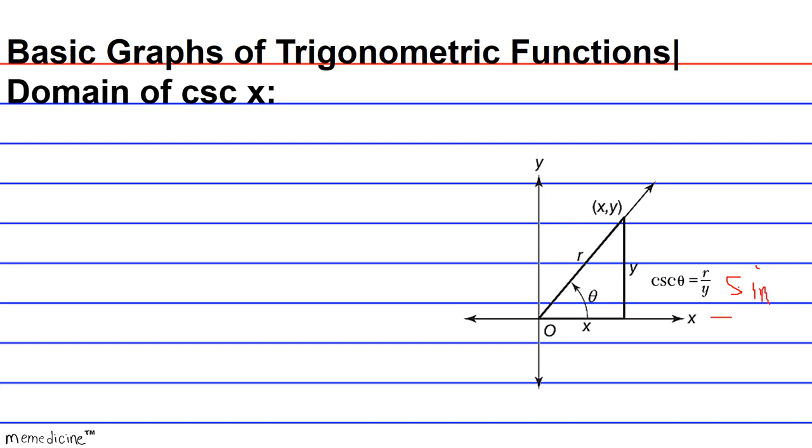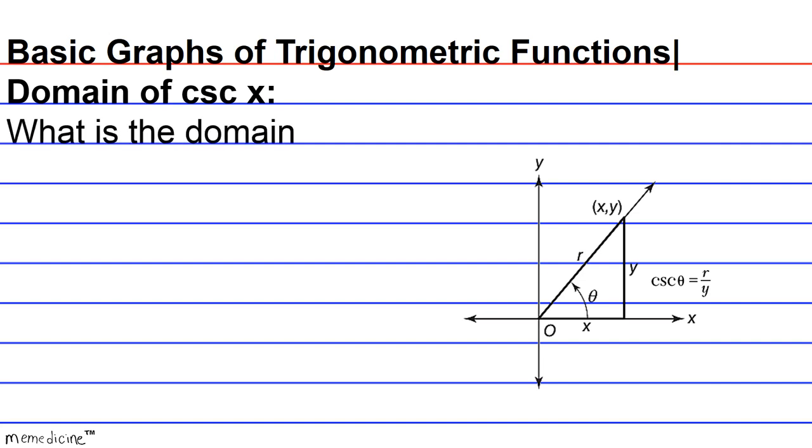So the sine is equal to y, the y coordinate, over r. That means if you were to multiply the sine of a particular angle by its cosecant, you'd get 1, okay? All right, so that's that. Now let's get into the actual concept or question.